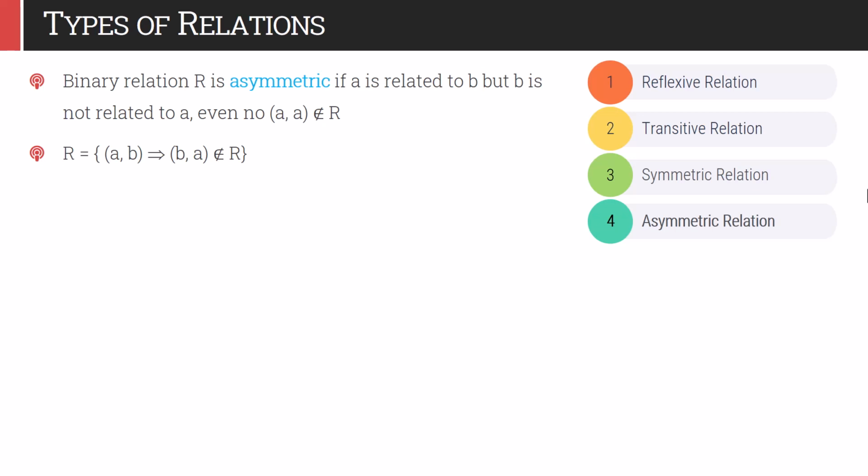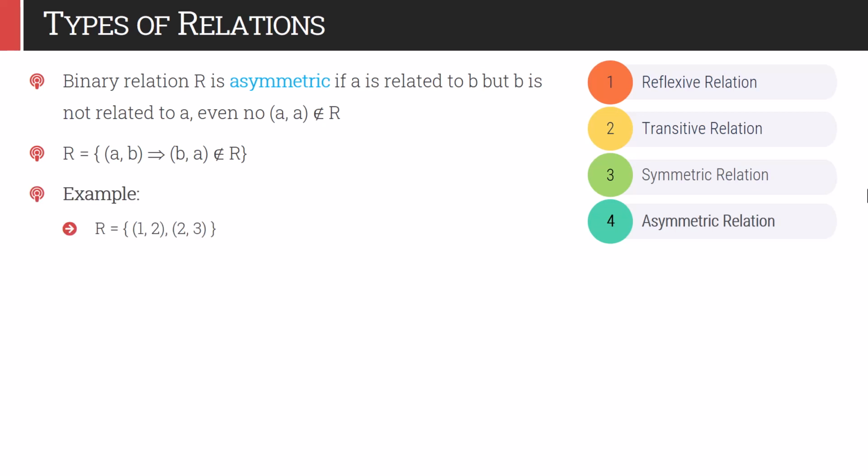Even (A, A) should not be in R. So make sure to understand this condition: if (A, B) is in R, then (B, A) must not be in R, and even (A, A) cannot be in R.